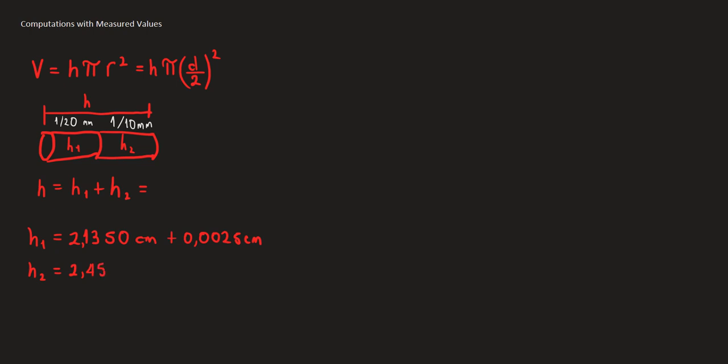2.45 centimeters. We will add here a 0. Why? Because here we have an uncertainty, and because this is 1 divided by 10, it means that the last count is 0.